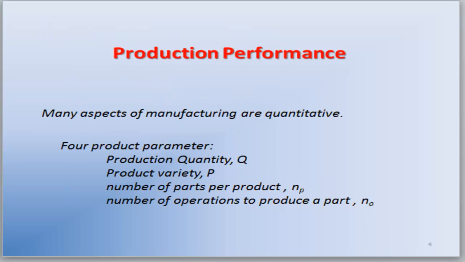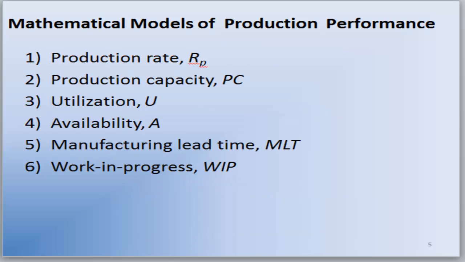Many aspects of manufacturing are quantitative. Some of these aspects were discussed in the previous session in the four product parameters: production quantity, product variety, number of parts per product, and number of operations to produce a part. So the mathematical models of production performance can be used as follows: RP, PC, U, A, MRT, and WIP.